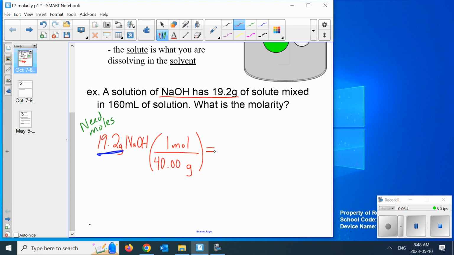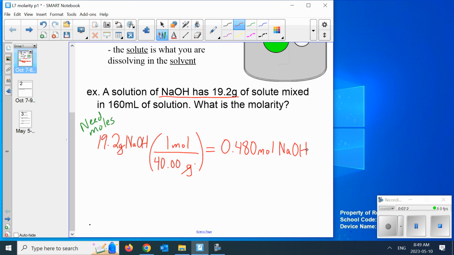So I'm going to go with, we know how the math works. Anything on the bottom is dividing. So 19.2 divided by 40. And I've got 0.48 is what shows up on my calculator. But I'm going to put down a 0 because I know it's accurate to 3 significant digits. It's not decimal. And that is now, grams gone, moles. NaOH.